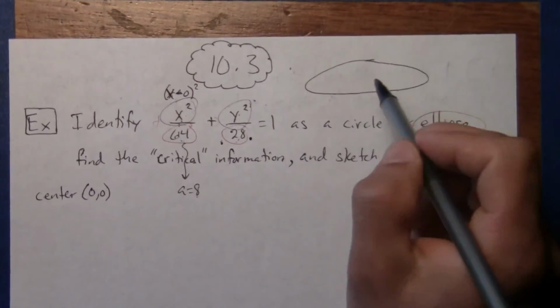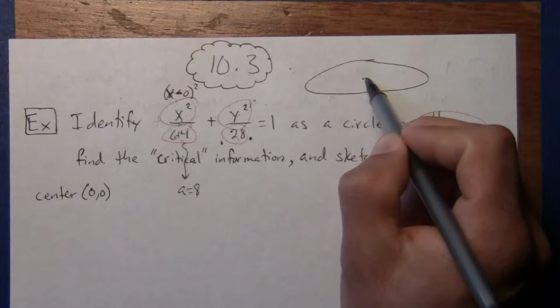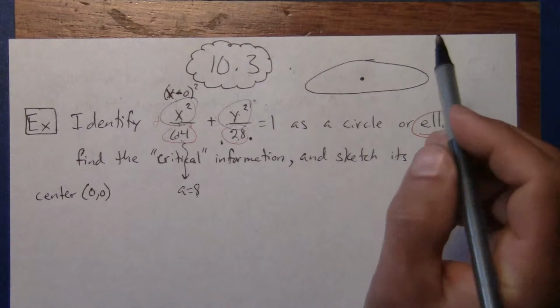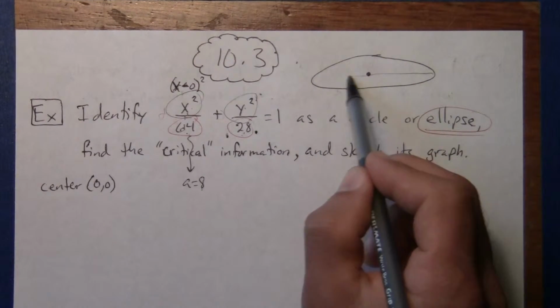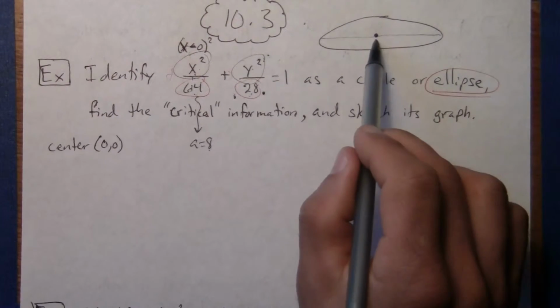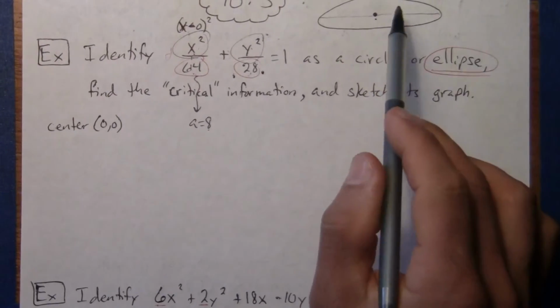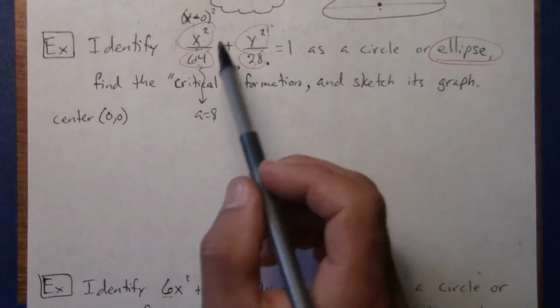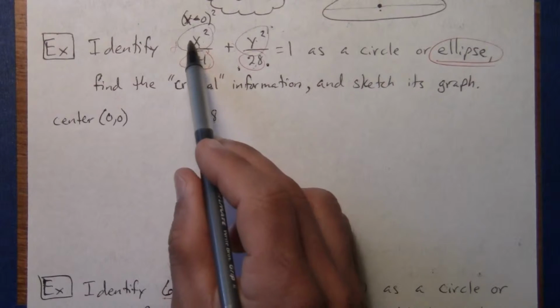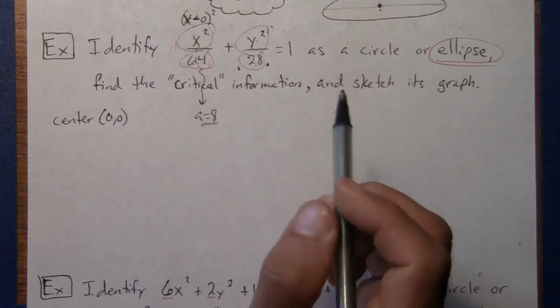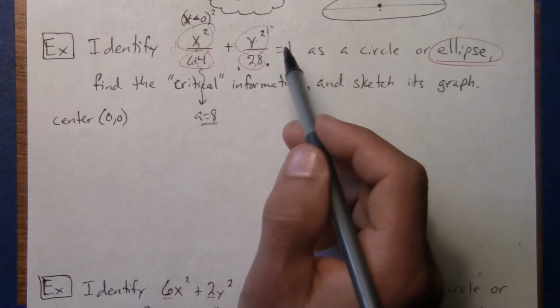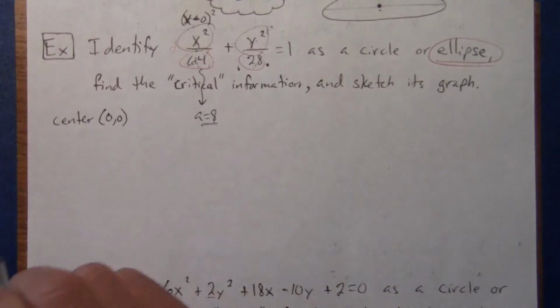Well, if I look back at our notes, the center is going to be here. Because it's longer horizontally, that means I'm going to move 8 to the right and to the left. And I really don't even need to know that it's longer horizontally or vertically. Whatever the square root of that number is, look at the variable it's underneath. If it's x, that means it's going right and left that distance. If it's y, it would be going up and down that distance from the center.